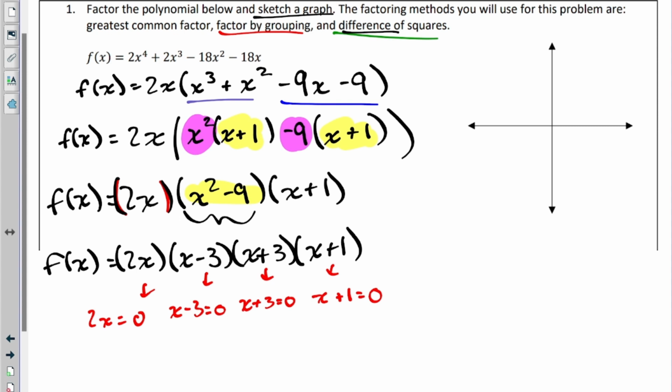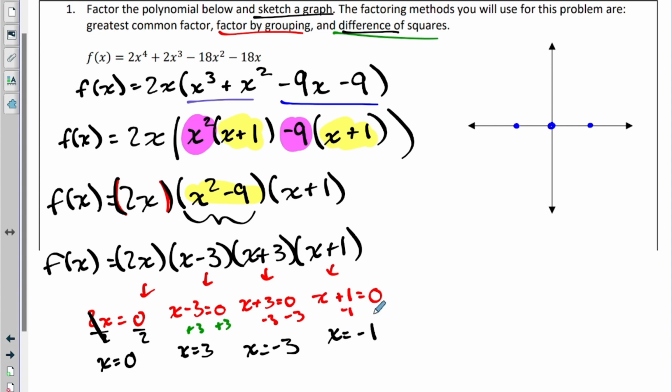The value of x that makes this 0 is 0, right? Because I could divide 2 to both sides and I just get x equals 0. And so I know I have an x-intercept right in the middle, right at 0. This one would be at positive 3, because you can just add 3 to both sides to find that out. So I have one at positive 3. I'm just going to say that's right there. I'm making it up. I have one at negative 3, because I have to subtract 3 to see that. So I have one in the same place but on the other side of the axis. And then one at x equals negative 1, because I can subtract 1 from both sides.